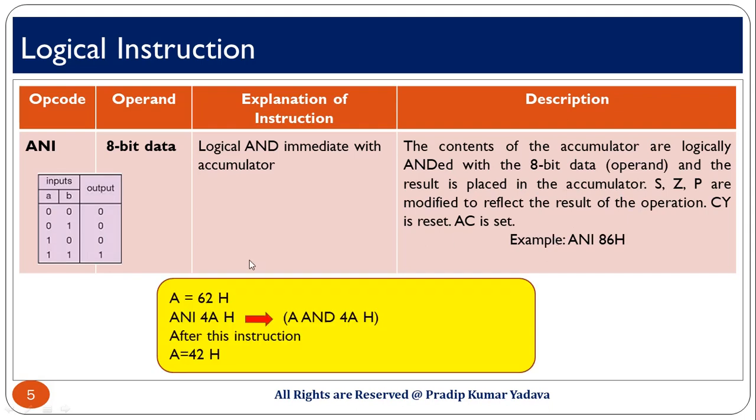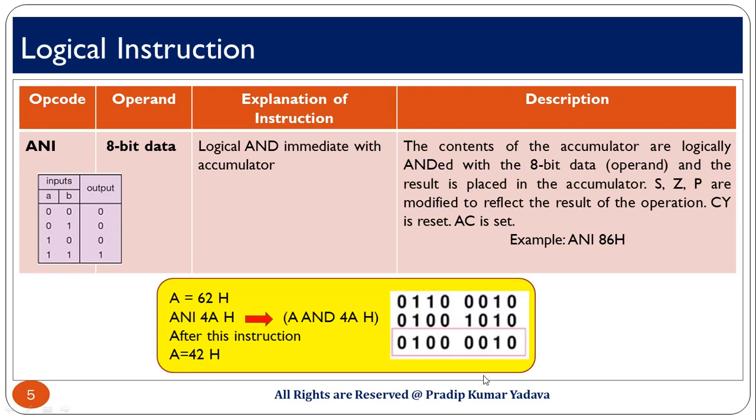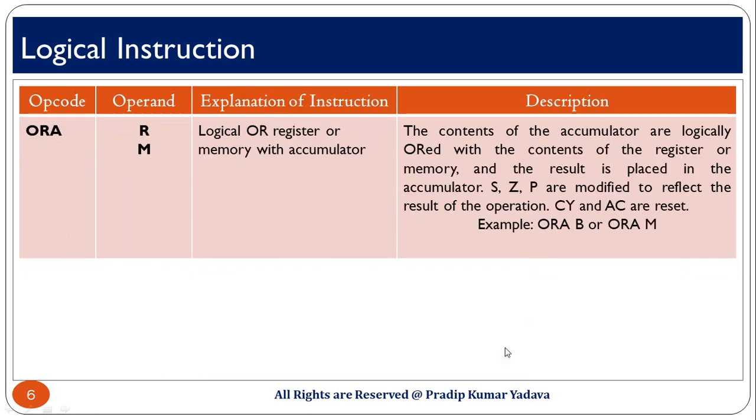Suppose I have written that the content of A is 62, just assume, and here you have written ANI 4A. The AND operation will happen between 62 and 4A, and whatever output occurs will be stored in the accumulator. After the AND operation, we can get our output. So, this is for AND operation.